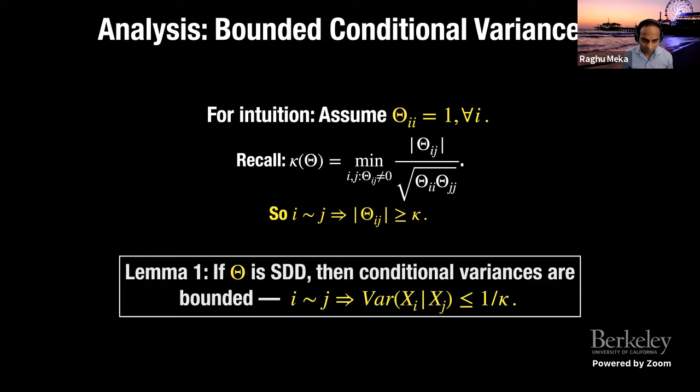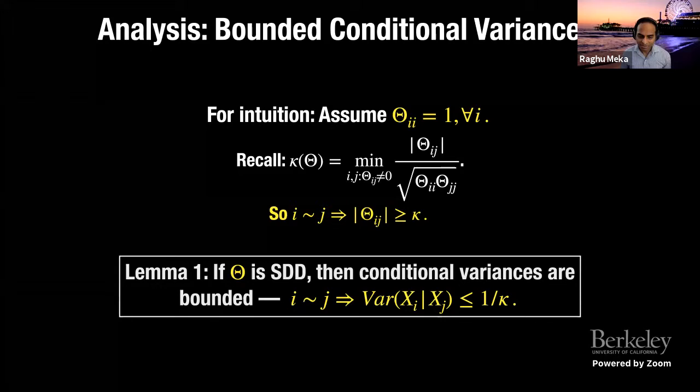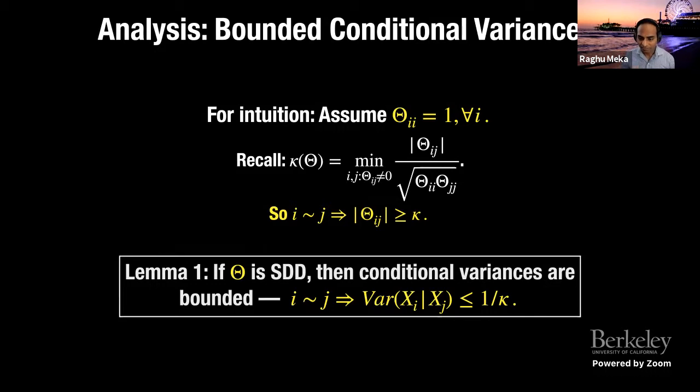Okay. And the main technical lemma we have is that if your theta is SDD, symmetric diagonally dominant, and satisfies this normalization, theta is 1, then the conditional variances are all bounded. That is, take any two adjacent vertices i and j, then the variance of xi given xj is independent of the dimension p. In fact, it is at most 1 over kappa.